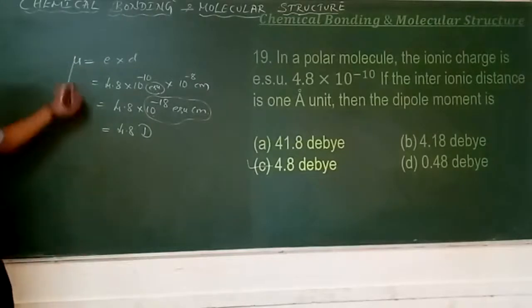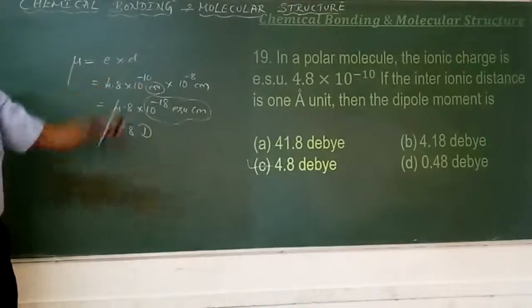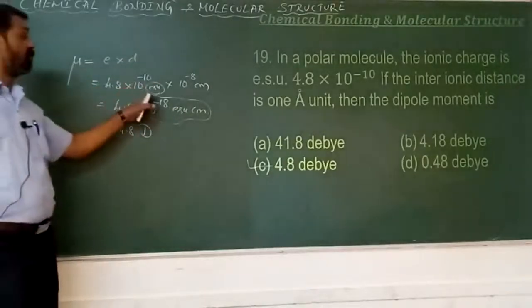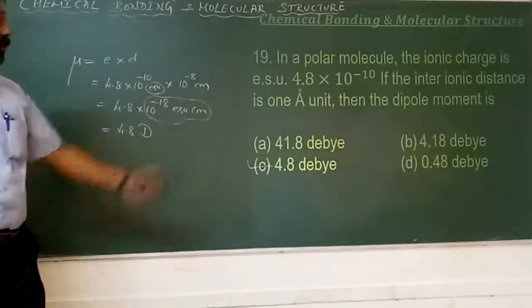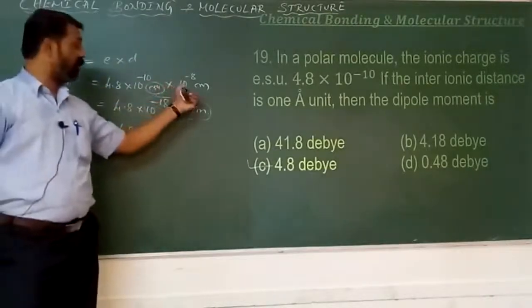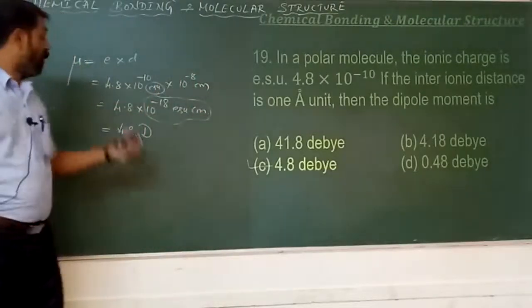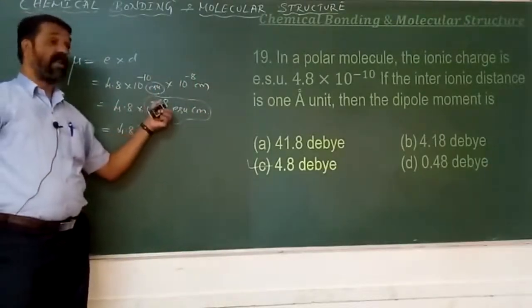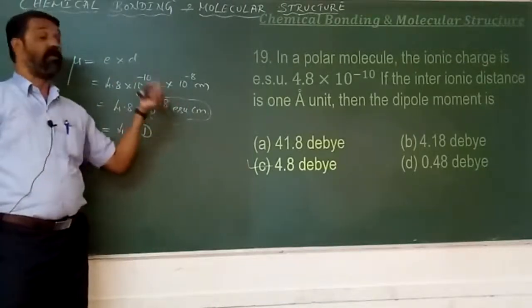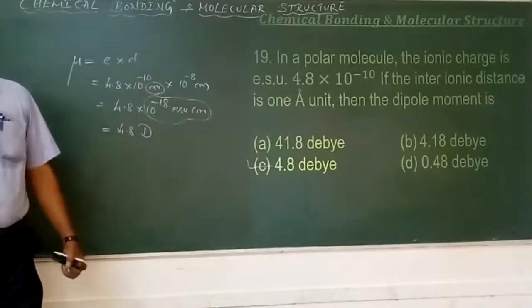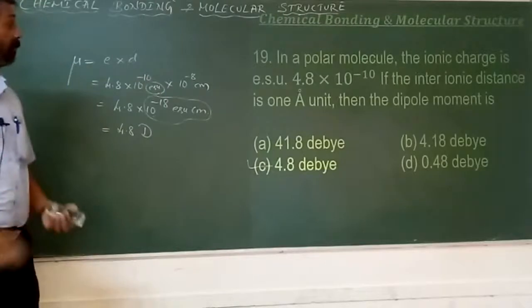Okay? That is just the product of which in the body? Charge into the distance. Charge is given as 4.8 into 10 to the power of minus 10 in terms of electrostatic units. And the interionic distance is going to be 1 angstrom. Here we have converted to 10 to the power of minus 8 in terms of centimeter. On simplification, I am getting 4.8 into 10 to the power of minus 18 ESU centimeter. But 1 into 10 to the power of minus 18 ESU centimeter is what do we call? 1 Debye. Therefore, it is equal to 4.8 in terms of Debye. Okay?